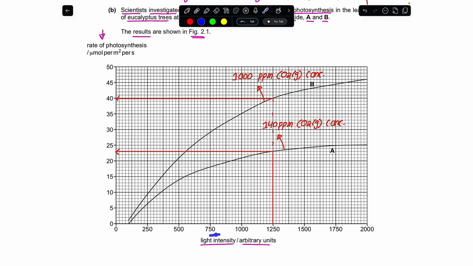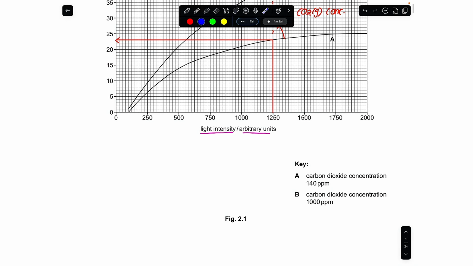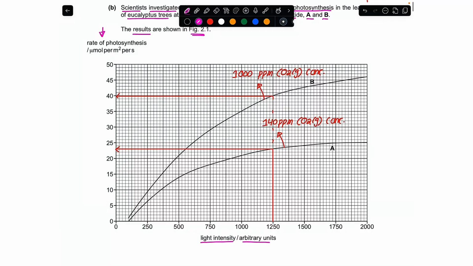Now anything that comes toward the x-axis is our independent variable, and whatsoever comes toward the y-axis is our dependent variable. So we are measuring this and we are changing the light intensity. Now, what they have given us is a key here, and they say that for curve A that you see in the graph, the carbon dioxide concentration was 140 parts per million, and for curve B, the carbon dioxide concentration was 1000 parts per million. So there and then you should come above and label these curves to avoid any confusion.